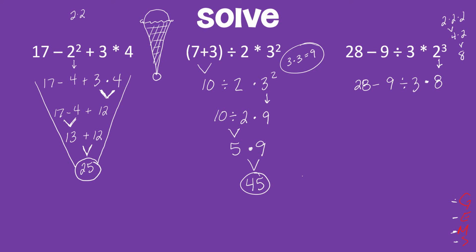Okay, so now I go through. I don't have any more exponents. Do I have multiplication or division? Working my way from left to right, I have to divide first. So I have 28 minus 3 times 8. And then I have multiplication, so 3 times 8 is 24. So 28 minus 24. It's my last step, so I really don't have to worry about anything else going before or after it because it's the only step. And I'm left with 4.